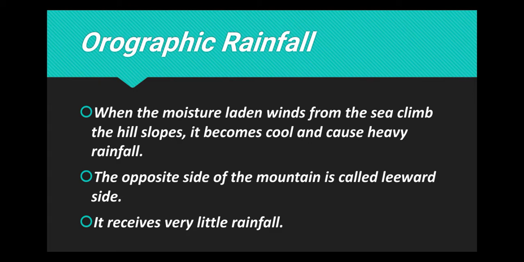Orographic rainfall. When the saturated air comes across a mountain, it is forced to rise. The rising air expands, the temperature falls, and the moisture gets condensed. The principal characteristic of this type of rain is that the windward slopes get more rainfall.